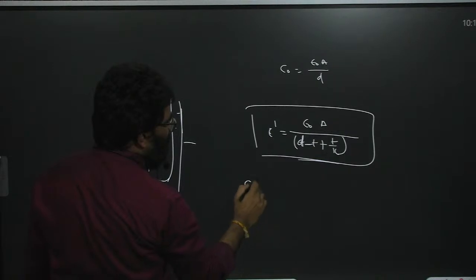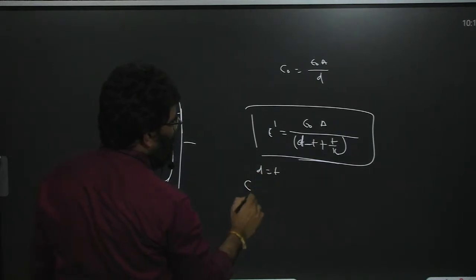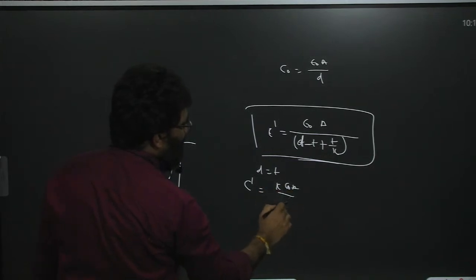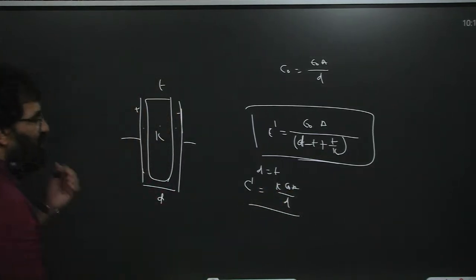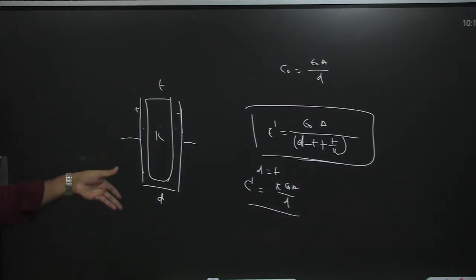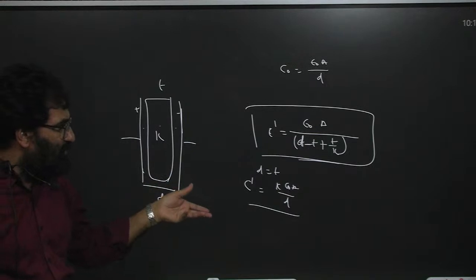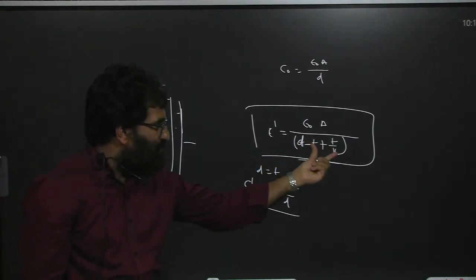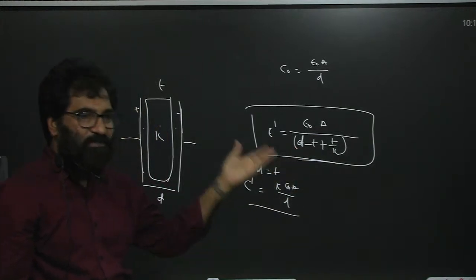Completely filled, if D is equal to T. So C dash is equal to K epsilon naught A by D, which is K times the increase. So when we insert any dielectric medium inside the capacitor, capacitance will be increased, because the denominator D is effectively decreasing, so capacitance will increase.